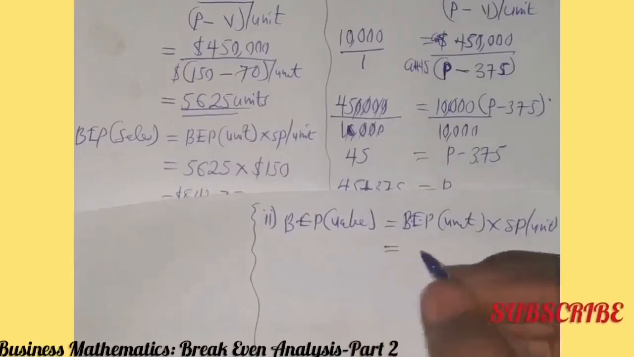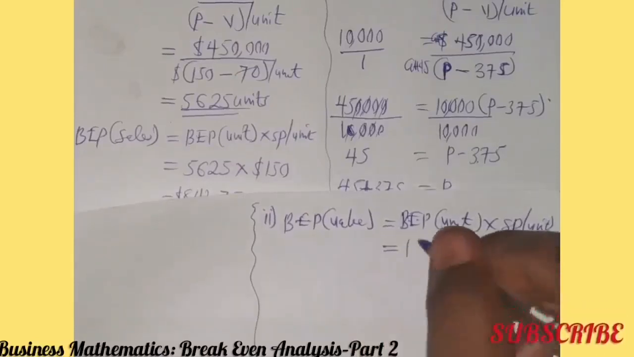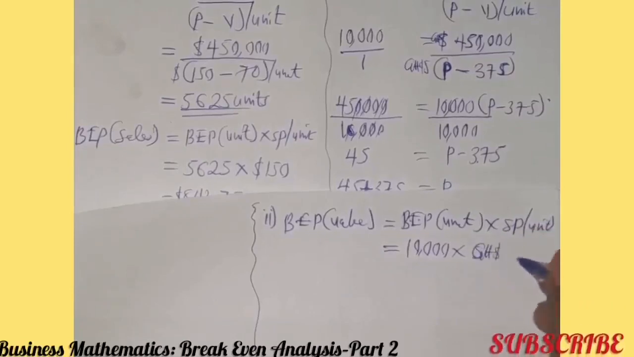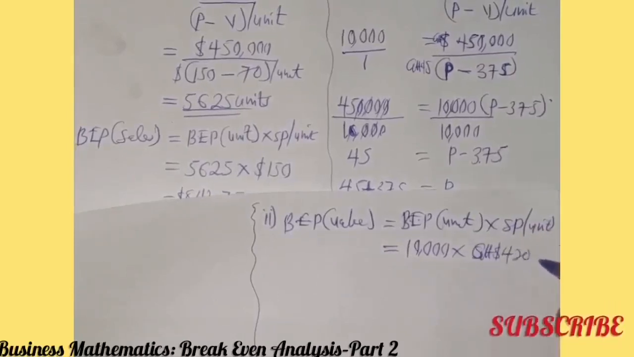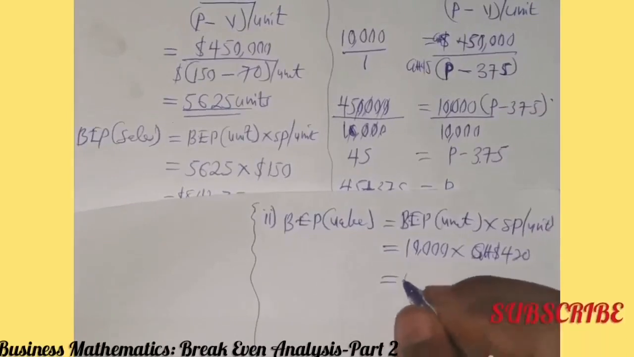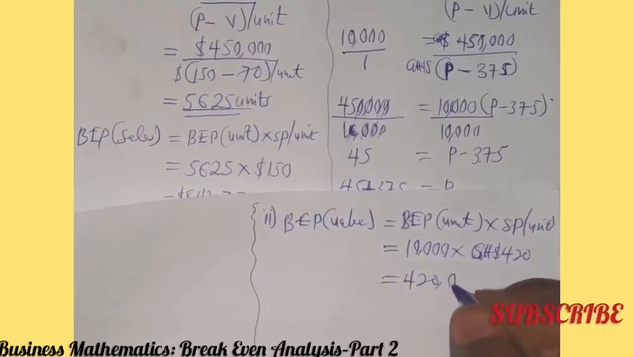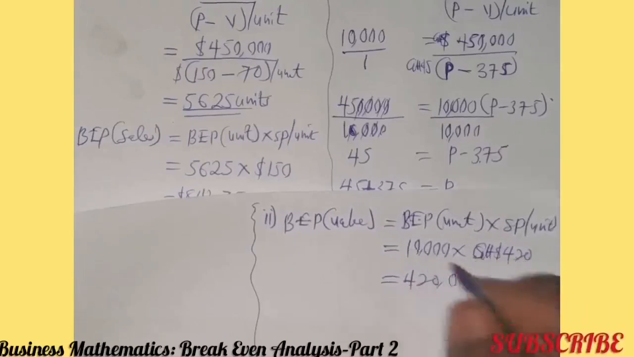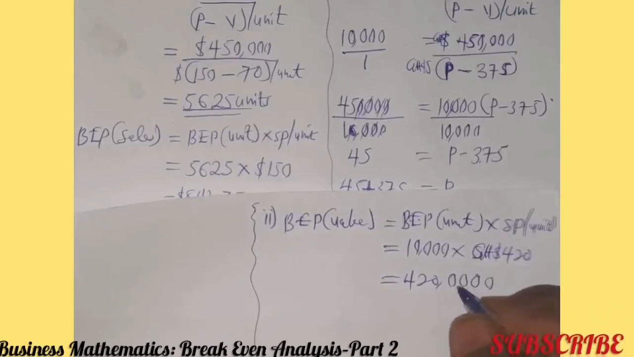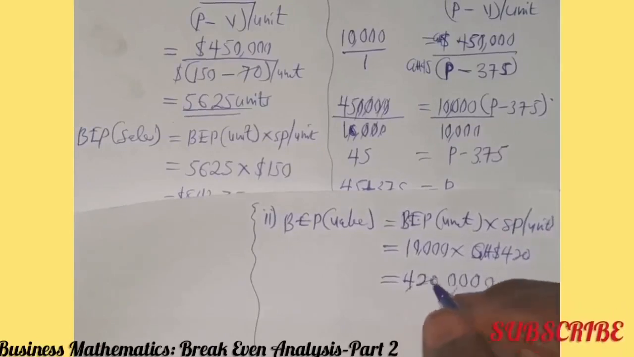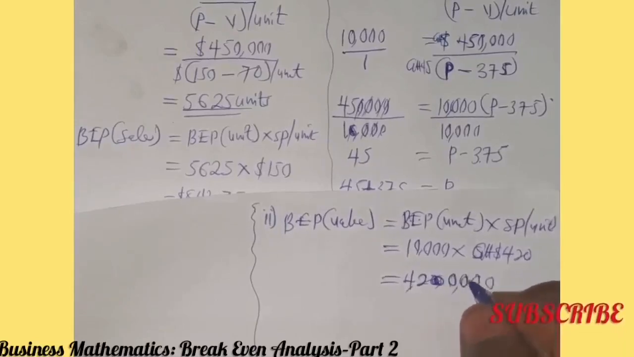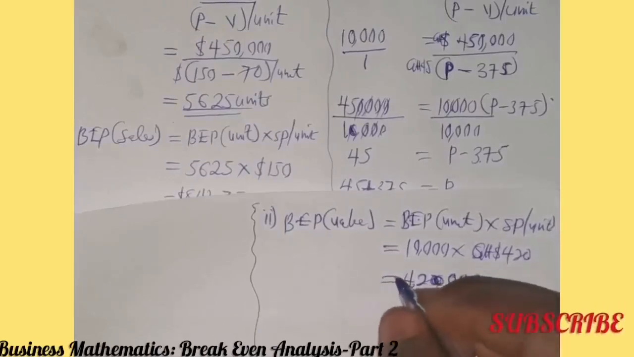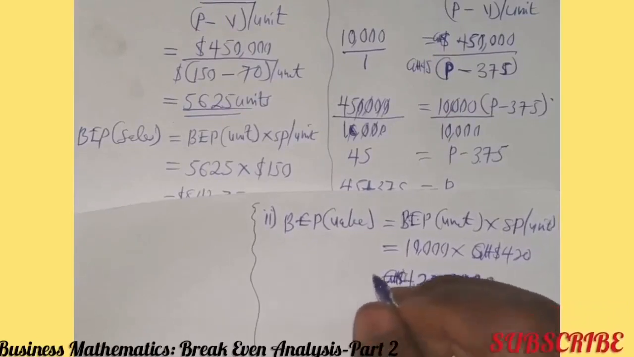Selling price. So here, straight away, I can say that my break-even point in unit was given, the question was what? 10,000 units multiplied by my selling price, which is what? 420. So what will be the outcome? I'm going to get 4 million, 4,200,000. Remember, they are in Ghana shillings, so that will be the outcome.